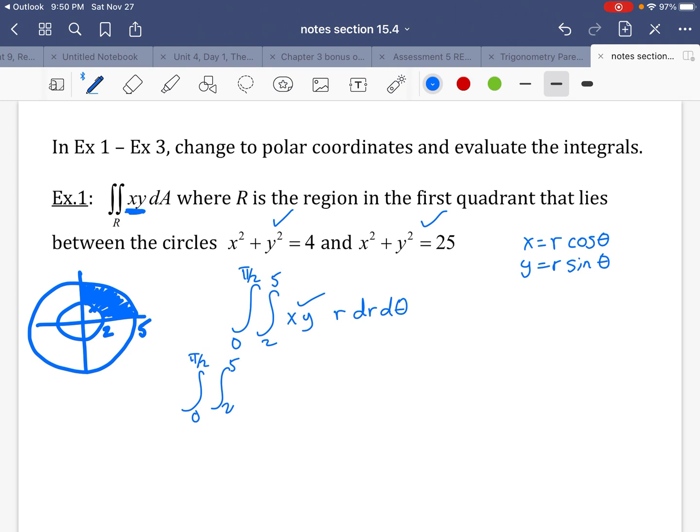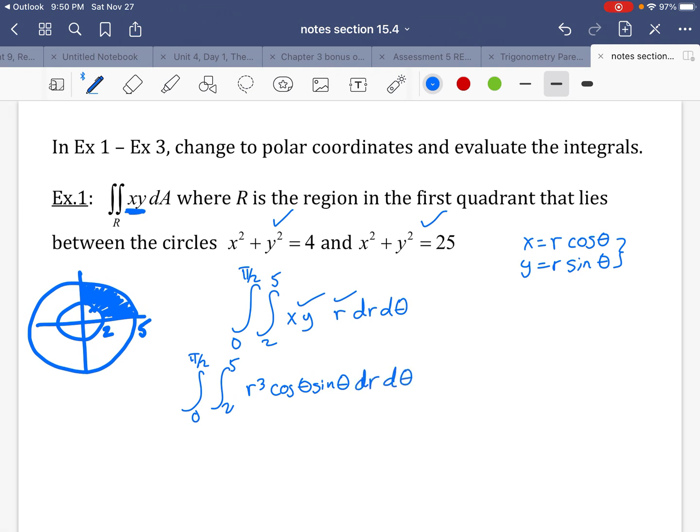X is r cosine theta, y is r sine theta. So when I multiply these, I'm going to get r squared, cosine and sine. And I have this other extra r right here as well. So I'm going to have r to the third by the time I'm done, and then I have cosine theta and sine theta, and then dr d theta.